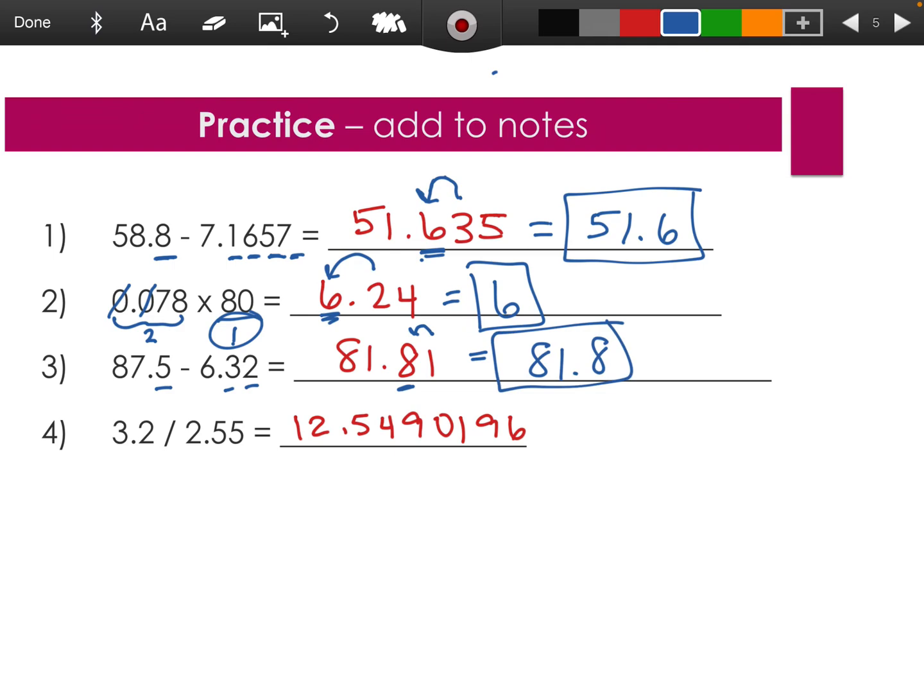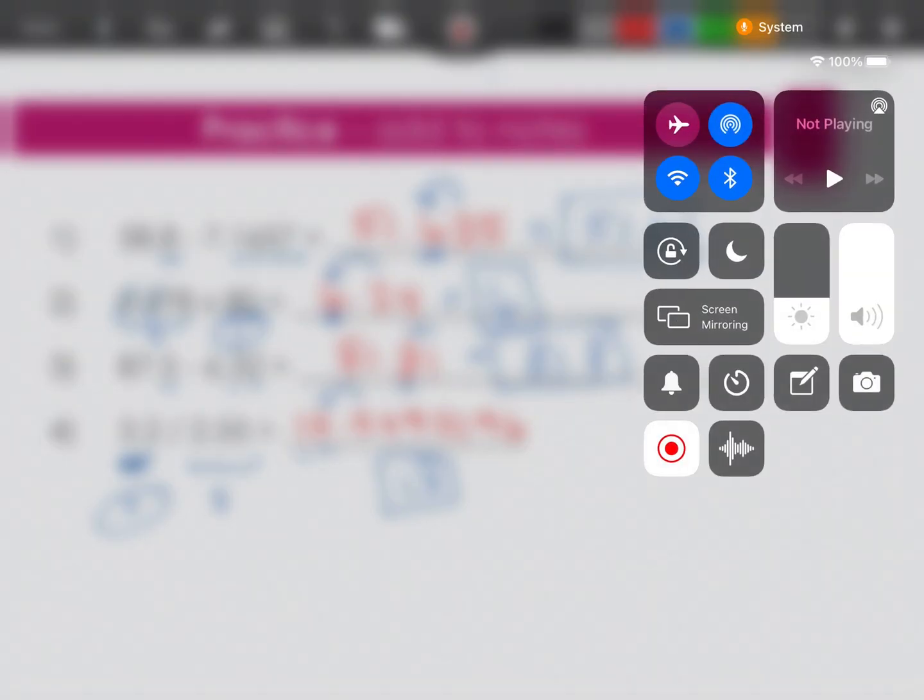And my last example, you are dividing. When you're dividing, you go by least number of sig figs. This first number has 2 sig figs. The second number has 3 sig figs, so 2 is going to be the least number. So I'm going to keep the 12, but I have to look at the next value. The 5 is big enough to cause that 2 to round up, so I would round up to 13. All right, as always, let me know what questions you have.